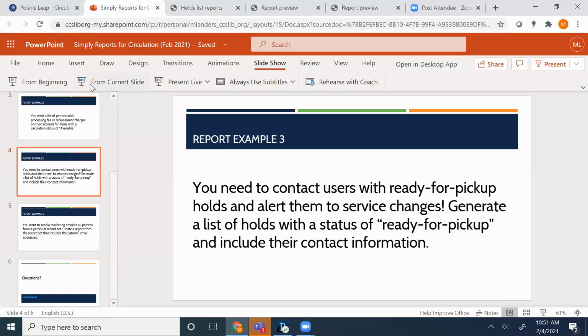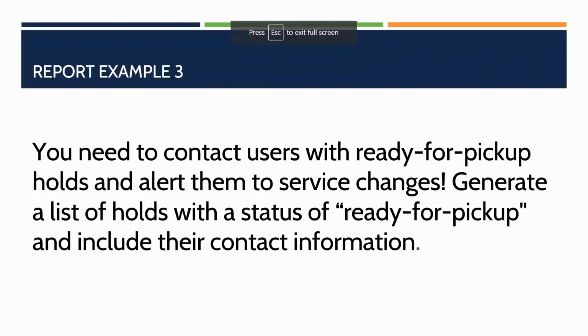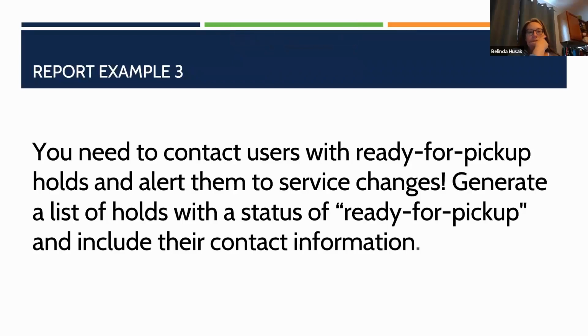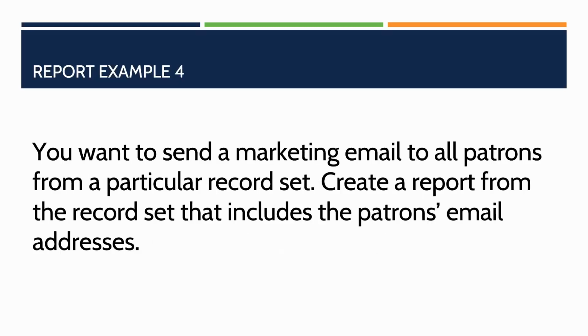So let me just pop back in here to the presentation. I just have one very last quick report example. It's going to demonstrate what you can do with a record set in Simply Reports. And this one is used with the patron reports category. So for our prompt, report example number 4, we want to send a marketing email to all patrons from a particular record set. So we're going to create a report from the record set that includes the patrons' email addresses, right?